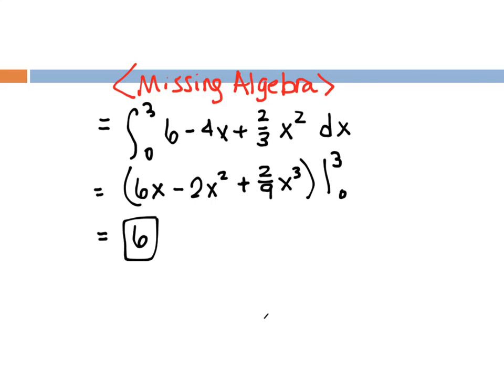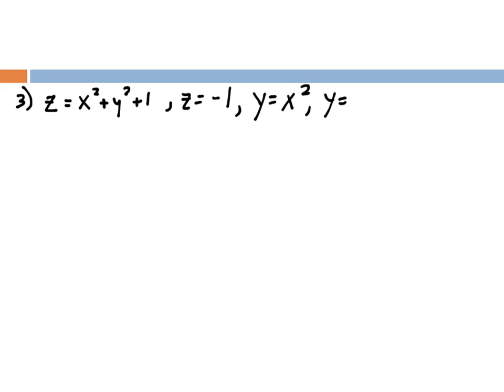However, not all these shapes are so clean and pretty as a tetrahedron. So let's take a look at one that's maybe not quite so clean and pretty. Same directions as the last one. This is number 3, though. Except we are going to have the surface z equals x squared plus y squared plus 1. Z equals -1. Y equals x squared. And y equals 2x plus 3. And we've got a shape that is a 3-dimensional shape bounded by these 4 surfaces.